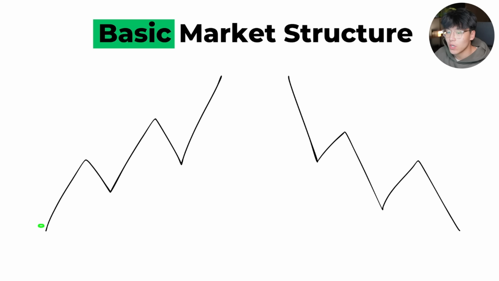So in this case, on the left-hand side, what we're creating is higher highs, higher lows, higher highs, higher lows, and we're continuing towards the upside. So this is what's called an uptrend. And whenever we break above this key level, this is what's called a break of structure.